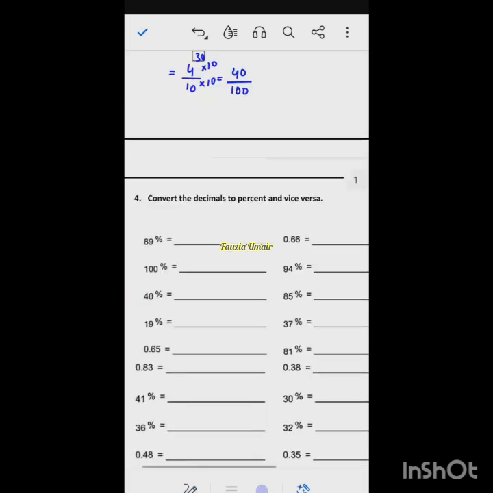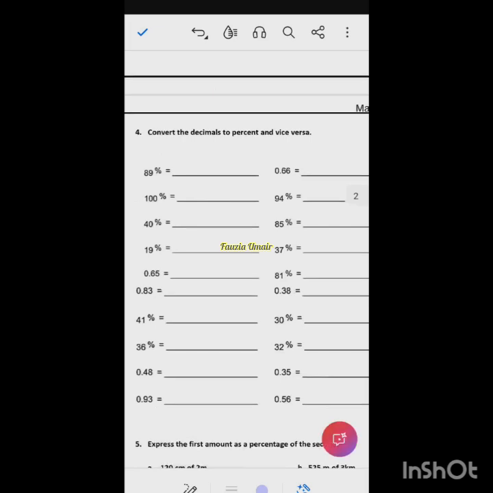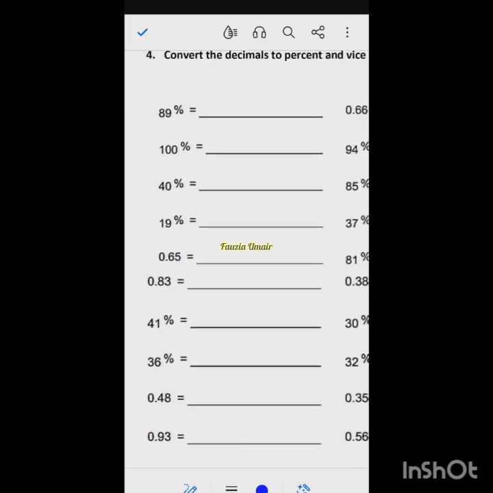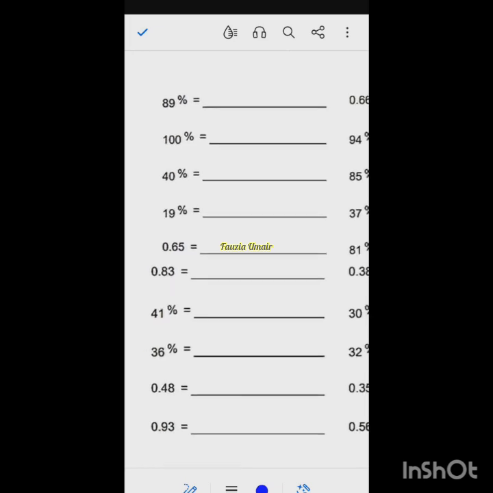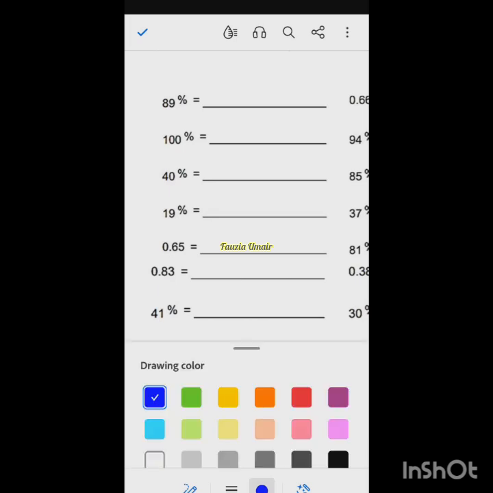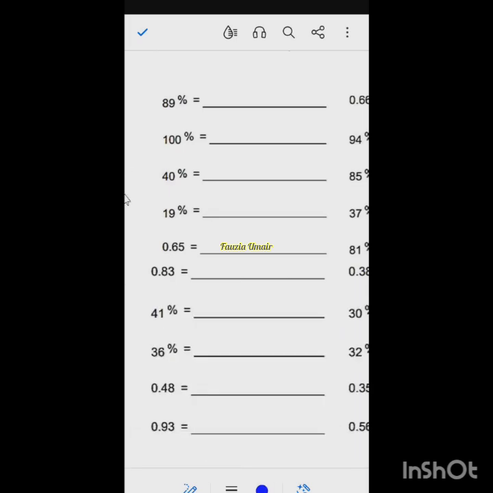So now they are just asking you to convert decimal to percentage, and vice versa. If a percentage is there, we will convert it into decimal. And if the decimal is there, we will convert it into percentage. So let's start from one side. 89%. What would be the decimal? 0.89.